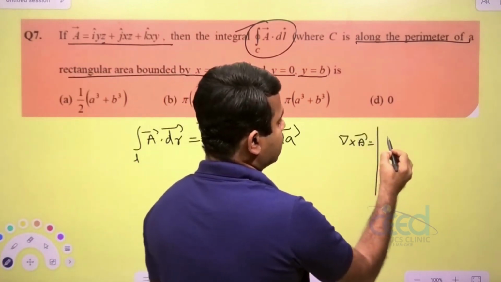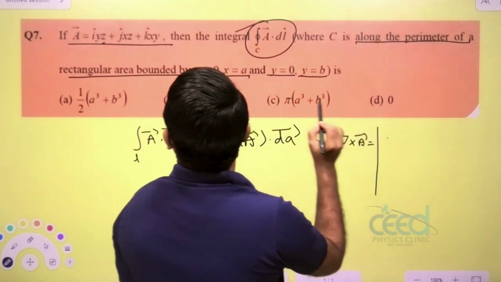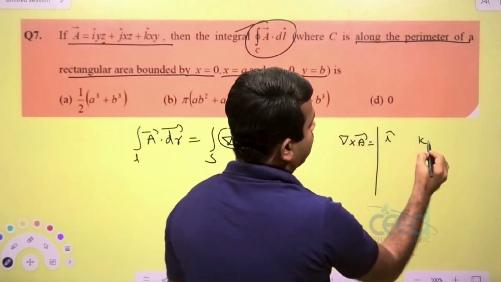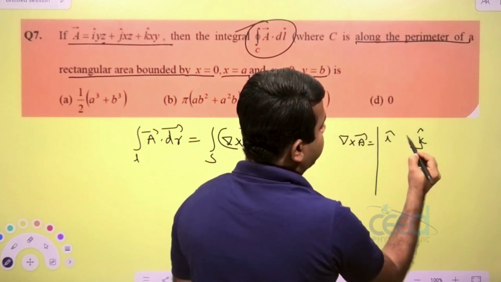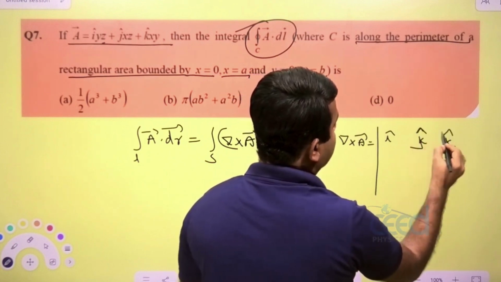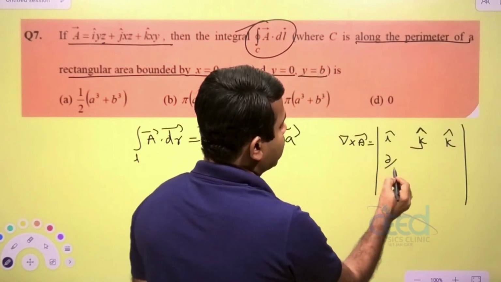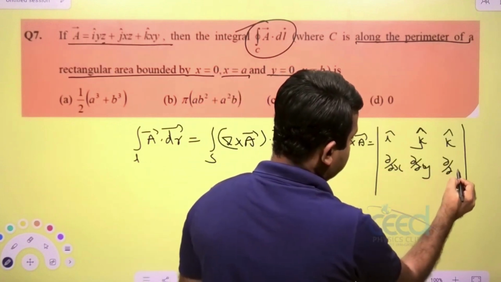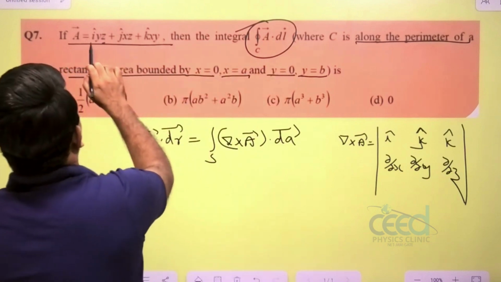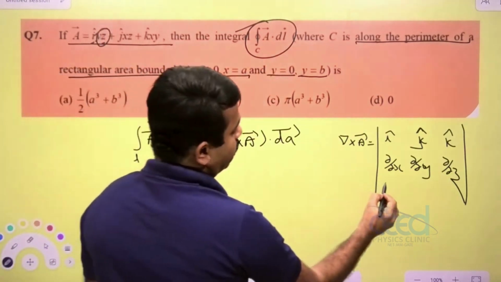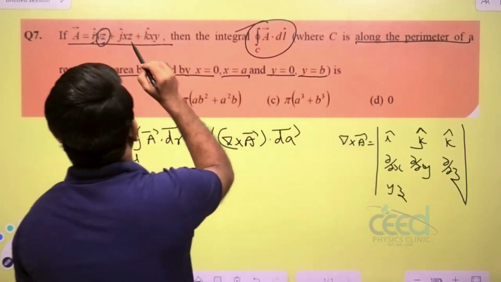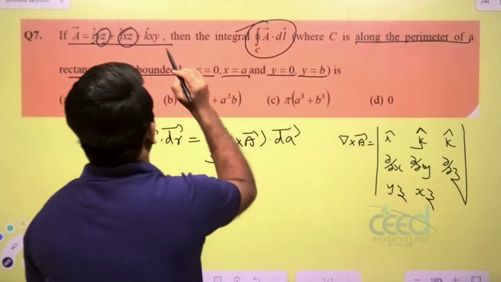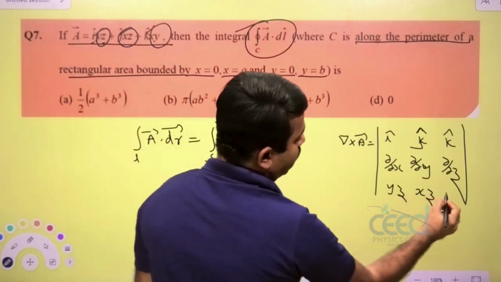∇ × A is, in terms of î, ĵ, k̂, given as a determinant. First row: î, ĵ, k̂. Then ∂/∂x, ∂/∂y, ∂/∂z. Here yz is the component, here xz is the component, here xy is the component.